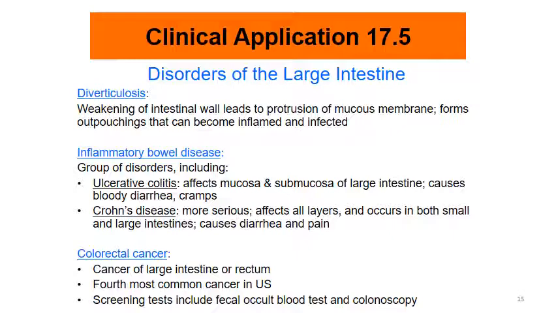Inflammatory bowel disease, ulcerative colitis, the Crohn's disease. So both of these are affecting the intestines. Ulcerative colitis affects the mucosa and the submucosal layers, but the Crohn's disease affects all the layers. So it's just much more painful here. Colorectal cancer, cancer of the large intestine or the rectum. Very interesting. It's actually the 4th common cancer in the US. But yeah, screening tests, regular testing help to find this in the early stages at least.